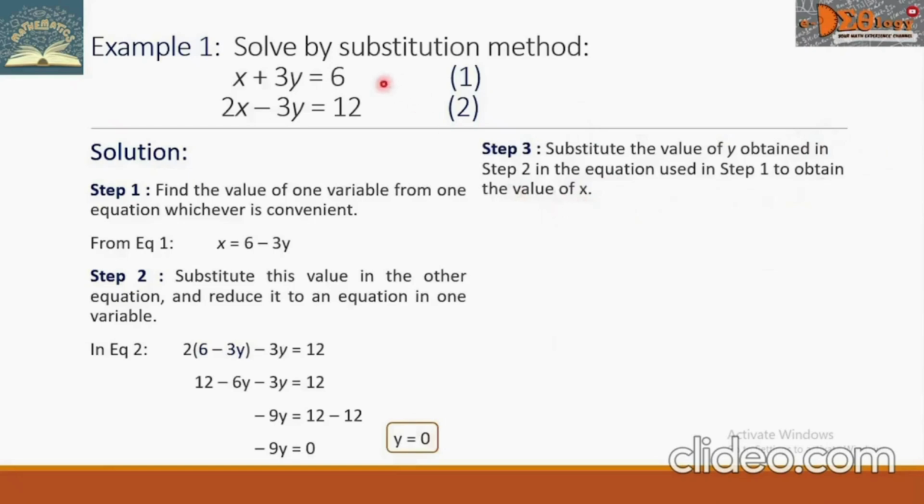So our equation 1 is x plus 3y equals 6. We substitute the value y as 0 in here. So equation 1 becomes x plus 3 times 0 equals 6. 3 times 0 is simply 0. So the value of x is 6. This is the value of x.